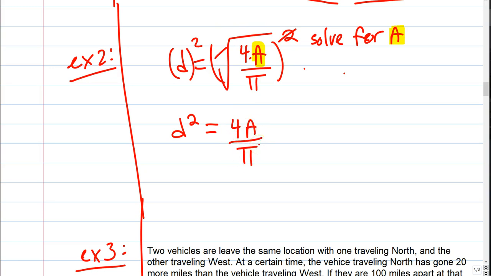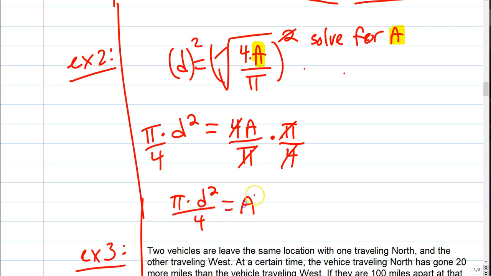Still trying to get that a by itself. What I would do is I would multiply by the reciprocal, meaning I want to get rid of that pi on the bottom, so I'm going to multiply the top by pi. But I also want to get rid of that 4, so I'm going to multiply or divide by the 4 at the same time. And what this does is it clears both the pi and the 4 at the same time. If you want to treat that as two separate steps, feel free. But what we end up with is pi d squared over 4, all set equal to a.